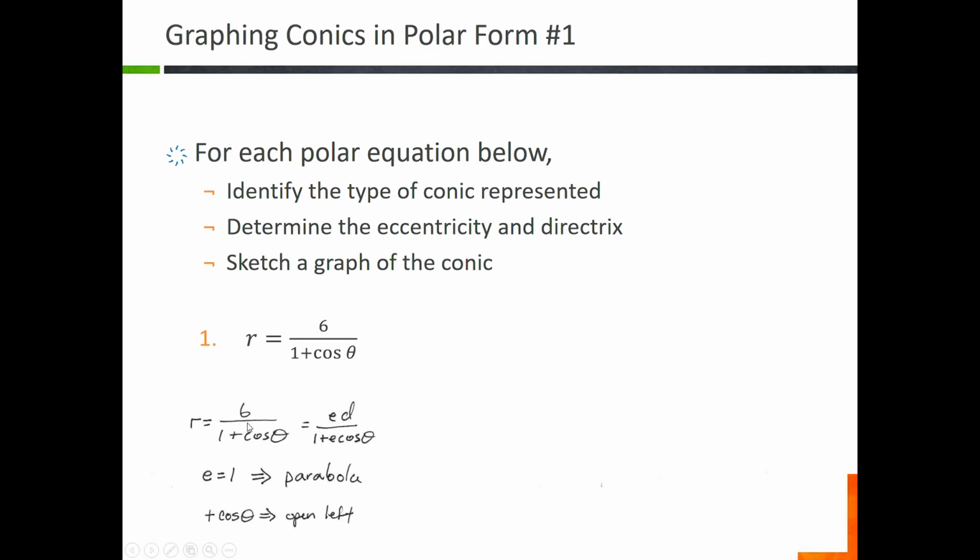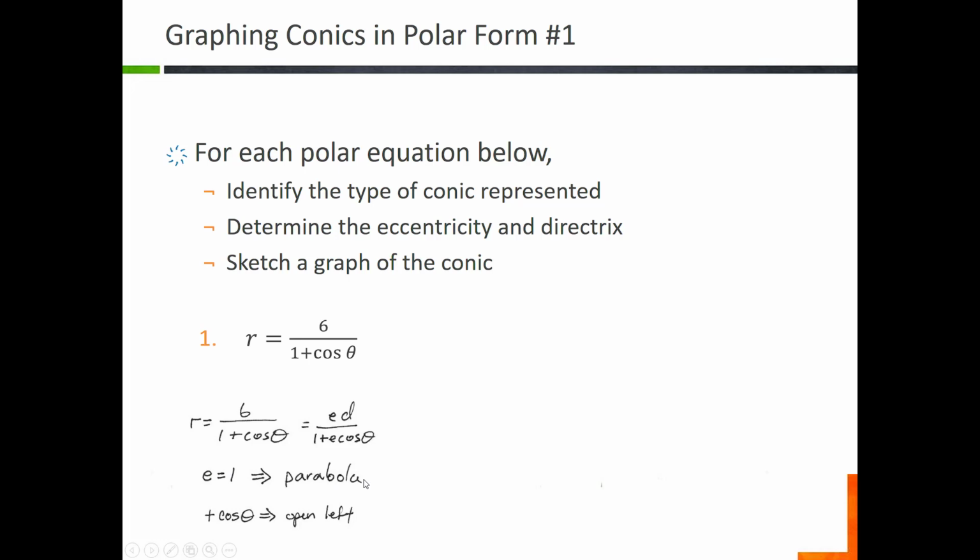So remember our generic equation, the numerator, which in this case is a 6. Our generic formula says that 6 has to equal the eccentricity times the directrix. So whatever the E and the D are, when you multiply eccentricity and directrix, you have to get 6. In the denominator, we have 1 plus cosine of theta, and in general there's an E in front of the cosine. So it's 1 plus E cosine of theta. Since there's no number in front of the cosine, it's assumed to be a 1. So that tells me right off the bat that the eccentricity is 1. And if the eccentricity is 1, I know it has to be a parabola.